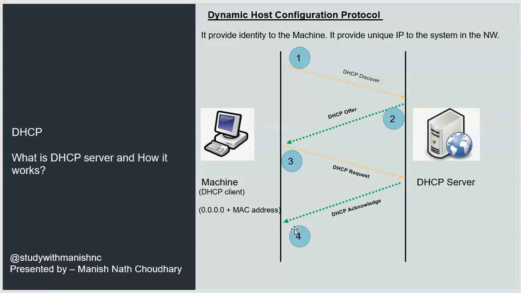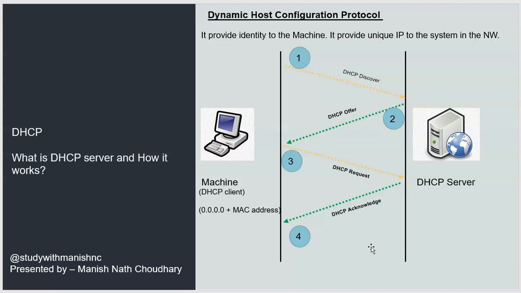When the machine gets that request, it gets all that information and installs it, and then the machine becomes part of the network. That is how any new machine becomes part of a network. So via four requests, any system, when it reboots or newly joins the network, becomes part of the network.